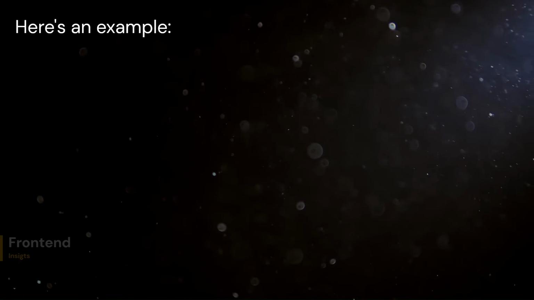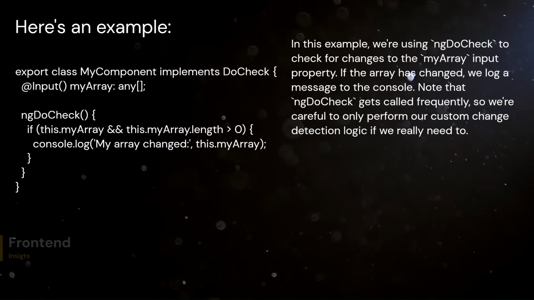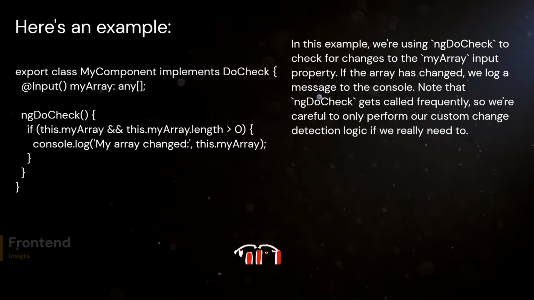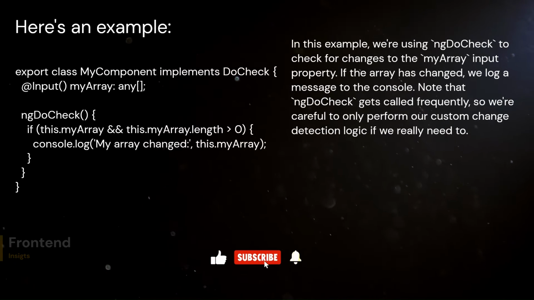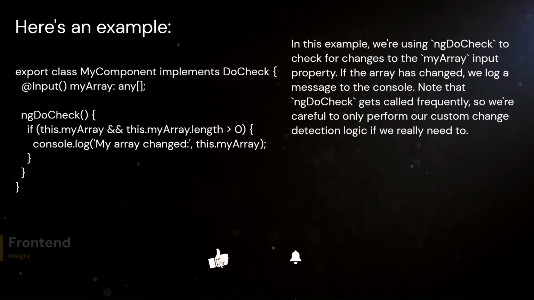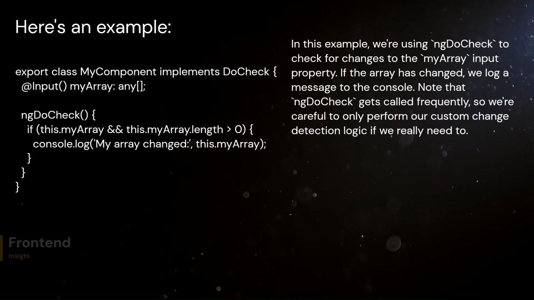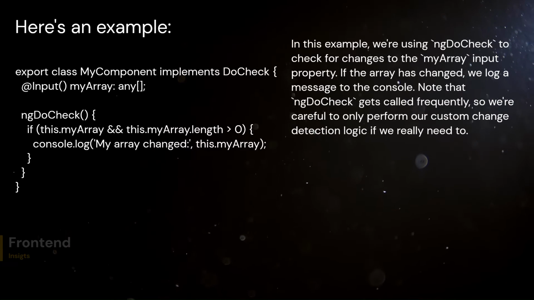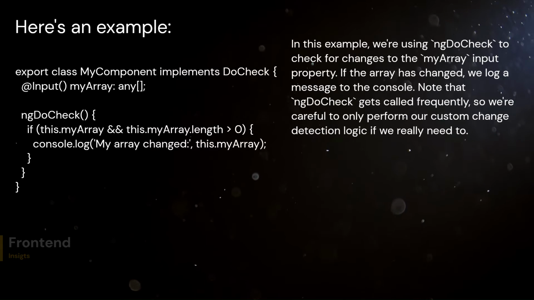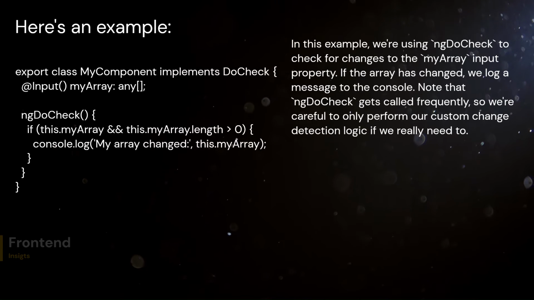Here is an example. In this example, we are using ngDoCheck to check for changes to the myArray input property. If the array has changed, we log a message to the console. Note that ngDoCheck gets called frequently, so we are careful to only perform our custom change detection logic if we really need to.